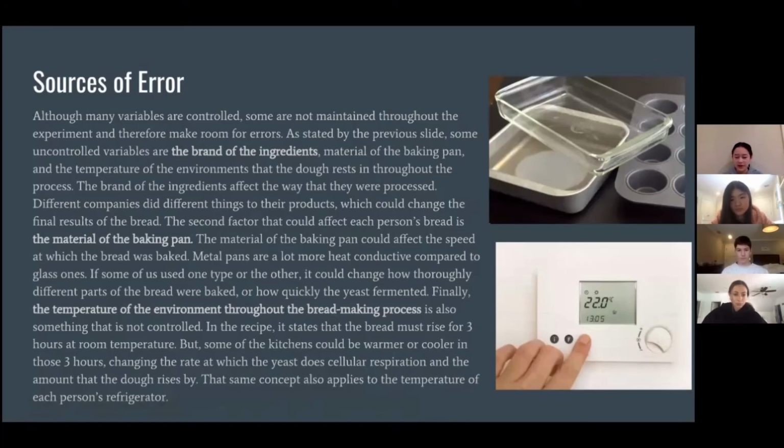The brand of the ingredients could have changed the overall results, because if we got our ingredients from different companies, each of them could have done different things to their products, which could have changed the overall results of the bread after baking it. The material that the baking pan was made of could have changed the speed at which different parts of the bread were heated up, and changed the rate of yeast activity, because metal is a lot more heat conductive than glass, right?